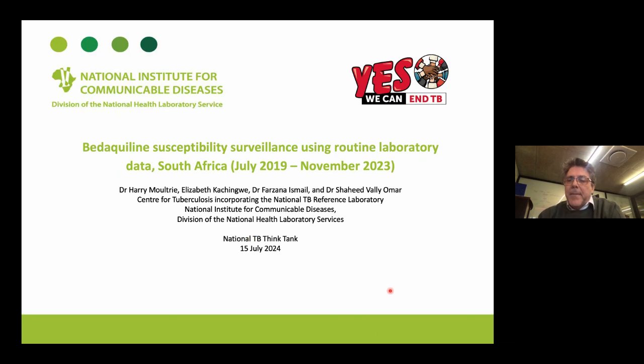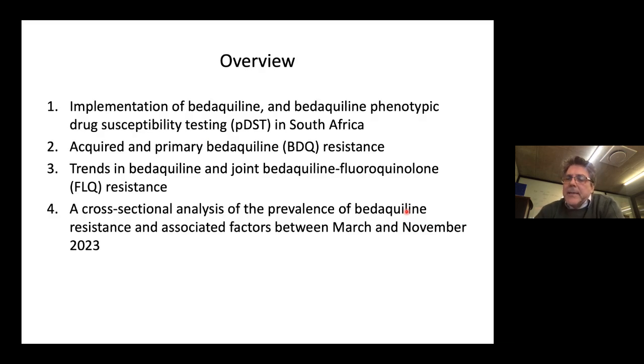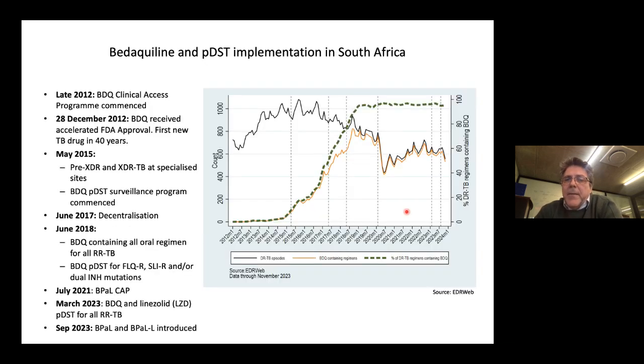So afternoon all, I'm going to be talking about the bedaquiline susceptibility surveillance using routine laboratory data in South Africa, really focusing on the period July 2019 through November 2023. In my talk, I intend to address four issues. First of all, the implementation of bedaquiline and bedaquiline phenotypic drug susceptibility testing, or PDST, in South Africa. A little bit about acquired and primary bedaquiline resistance, a little bit about the trends in bedaquiline and joint bedaquiline fluoroquinolone resistance in South Africa, and lastly, a cross-sectional analysis of the prevalence of bedaquiline resistance and associated factors between March and November 2023.